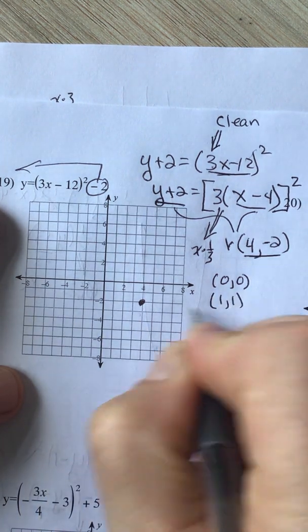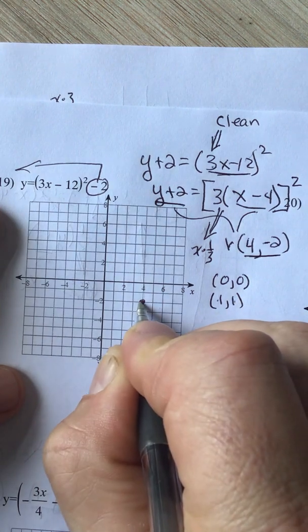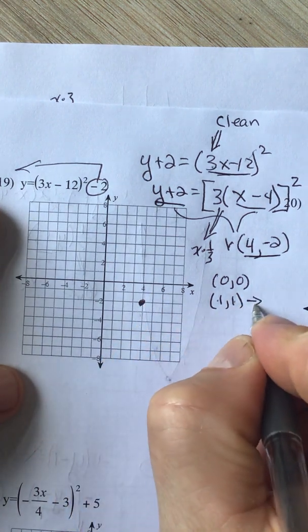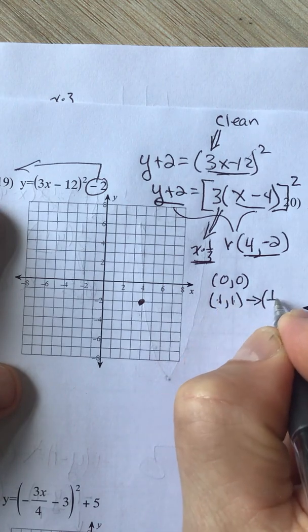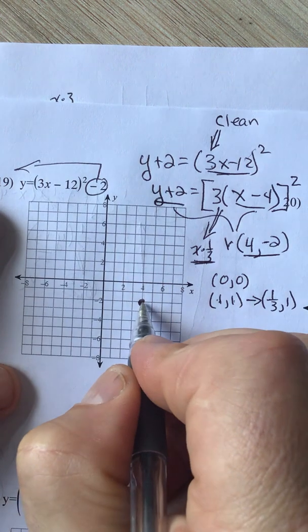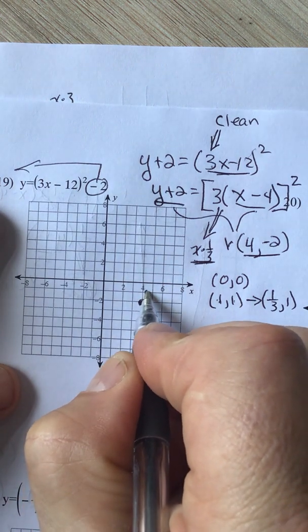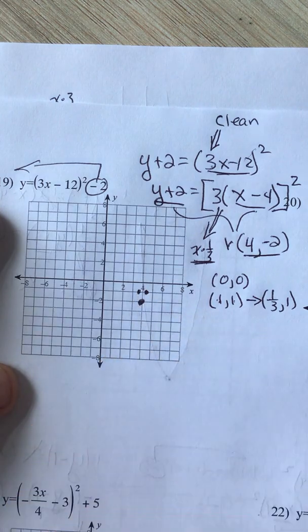Now, the 1, 1. From this one, we would normally go over 1, up 1. We would usually go over 1, up 1. But I'm not going to because the x's are getting thirded. So that first x is only a third as much. So I'm going to go over a third, up 1. So over a third, up 1 is right there. And go left a third, up 1 is right there.